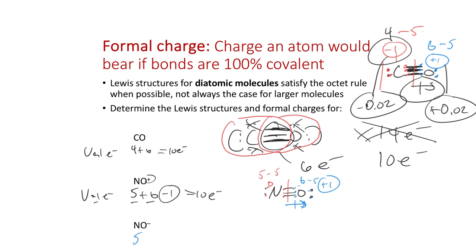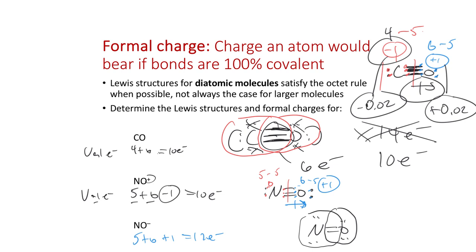Now NO minus, 5 + 6 for N and O, but then +1 because this is minus. So we add an electron for the negative charge. That's of course 12 electrons. And so for our Lewis structure, for 12 electrons, we just go with this Lewis structure here. And that's the only choice we have. For 12 electrons, we'd have to do a double bond, and that gives each atom 8 electrons. So for the valence electrons, we're counting all these electrons here, so each atom has 8 electrons.